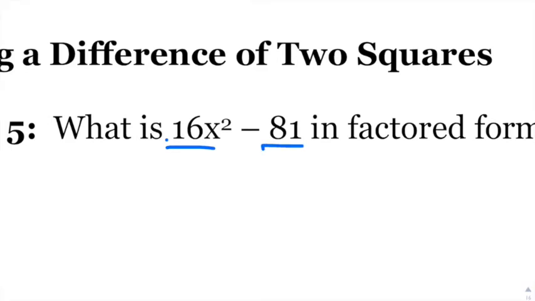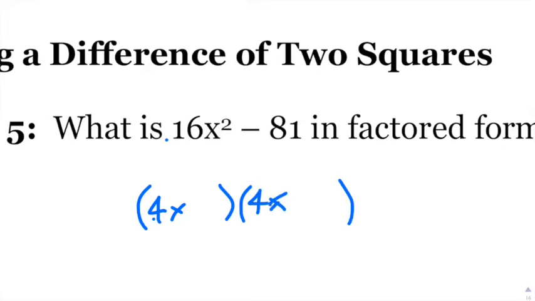This is a perfect square. Negative 81 is a perfect square. You have a difference because it's a minus. So we just say what times what is 16x squared. We say 4x and 4x. And what times what is negative 81? That would be minus 9 and positive 9.